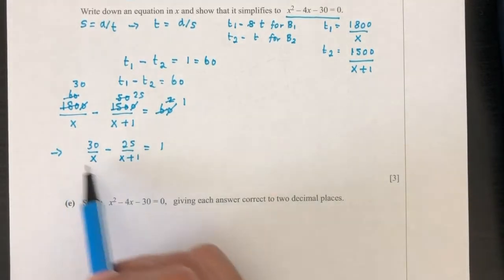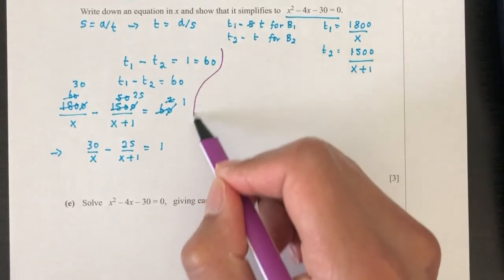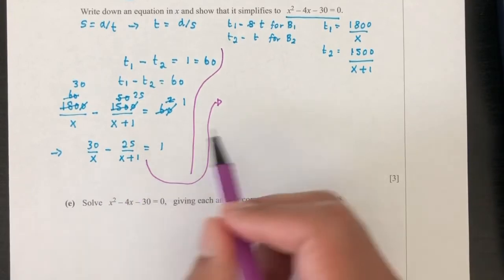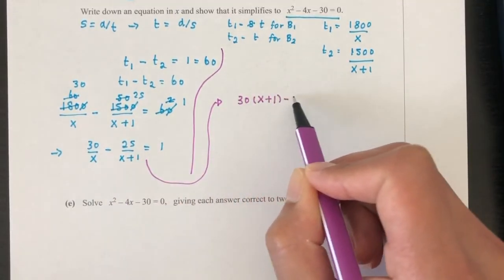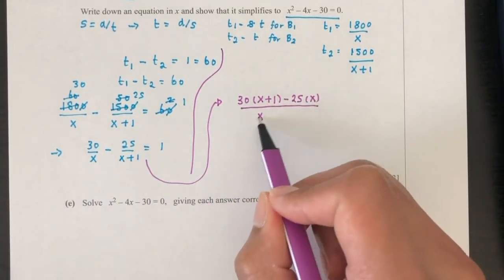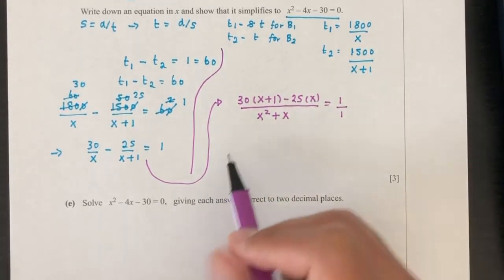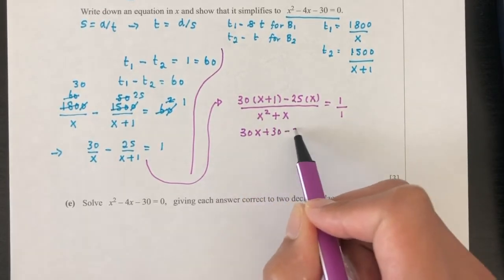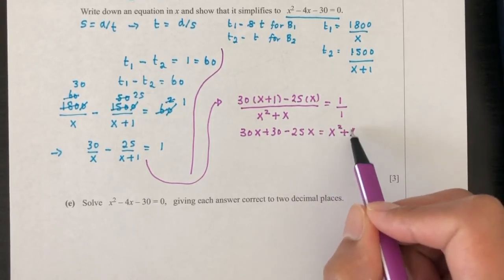So we have to simplify this part. Let's continue on this side. We have to find the LCM, so we can cross multiply: 30 times x plus 1, minus 25 times x, over this times this. That will be x squared plus x equal to 1. So now we have to cross multiply. That will become 30x plus 30 minus 25x equal to x squared plus 1 plus x.